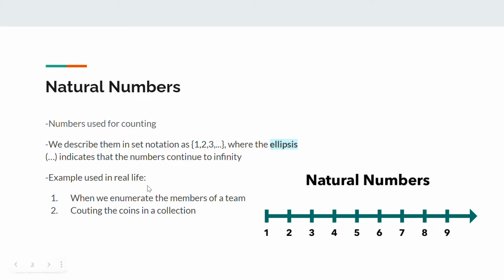An example we use in real life includes when we enumerate the members of a team, and also counting the coins in a collection.